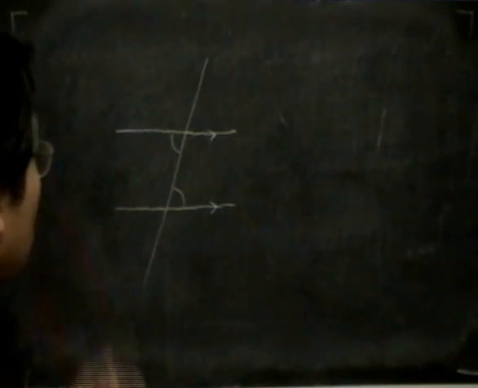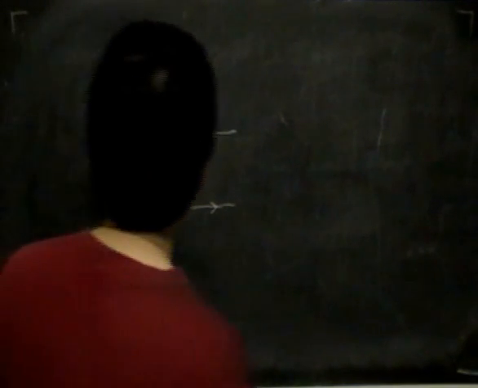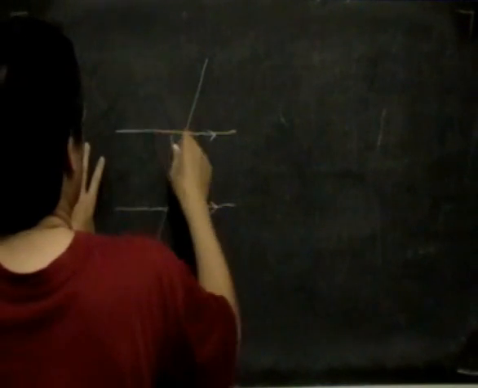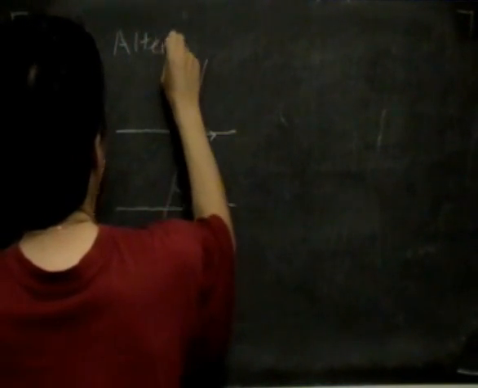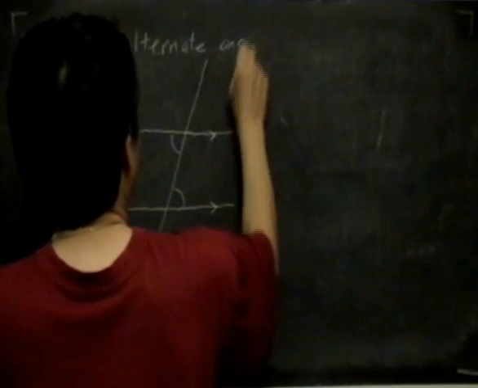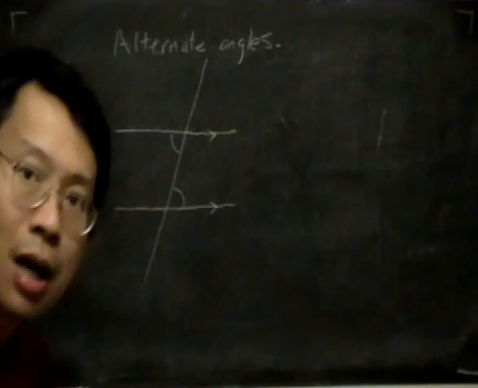Alright, now there is a name for this pair of angles. It's called alternate angles. So alternate angles are equal.